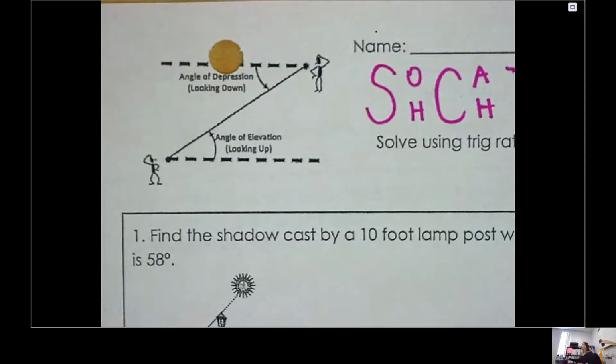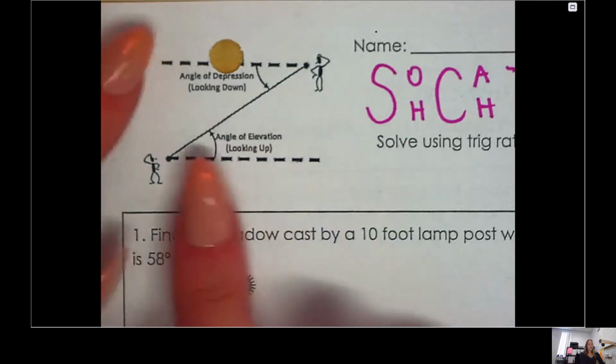So if you're at the bottom on the ground, you're looking up to the top of Largo, right? That would be elevation because you're literally lifting your head up, you're elevating it. If you are at the top of something looking down, that would be depression. However you want to remember this, an angle of elevation and an angle of depression has something in common here.